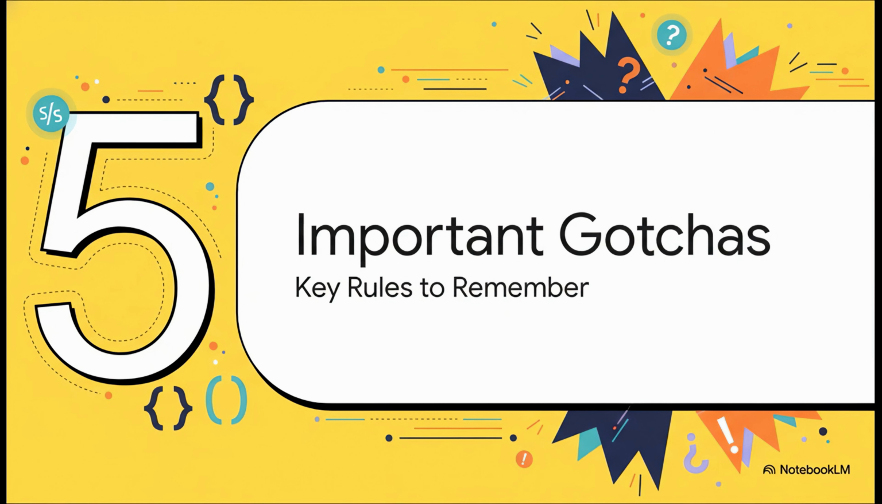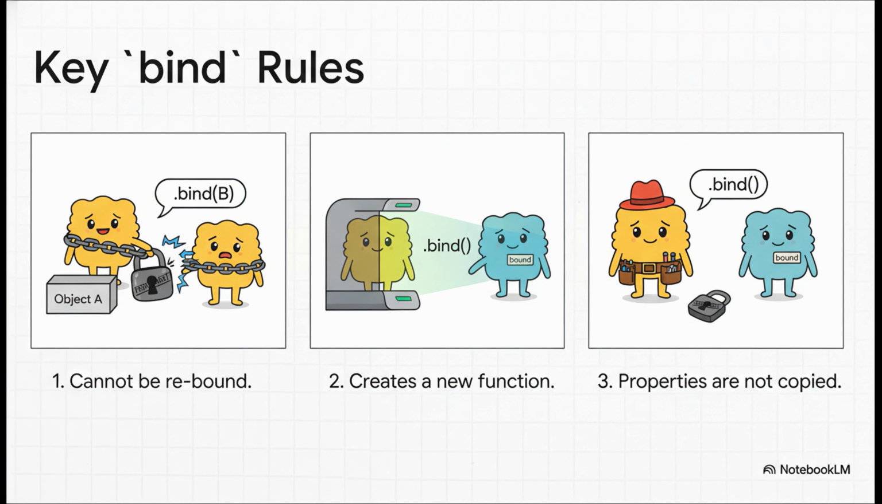Okay, before you go off and start binding everything in sight, there are a couple of really important rules, some gotchas, that you absolutely need to know to use it the right way and avoid any confusion. So 3 key things to remember. First, and this is a big one, a function can't be rebound. The very first bind is permanent. It's locked in forever. Trying to call .bind on it again won't do anything.